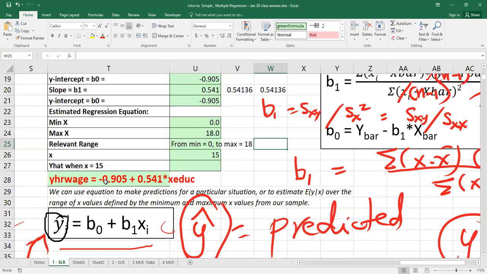Pero if it's very far, guys, hindi tayo warranted na gamitin yung model na to. So for example, tinatanong, what's the predicted value of hourly wage when X is equal to 18, education is equal to 18? Should we use this model? Yes, kasi it's within the relevant range.